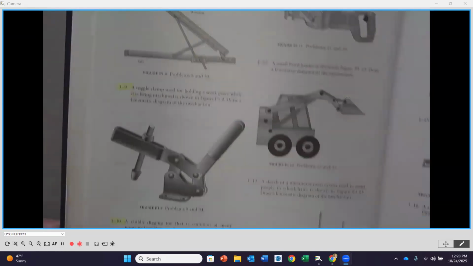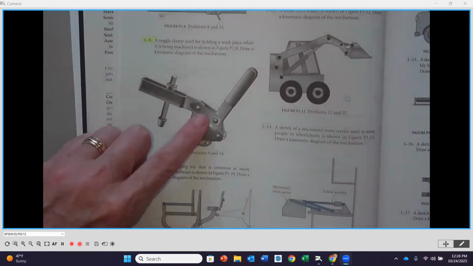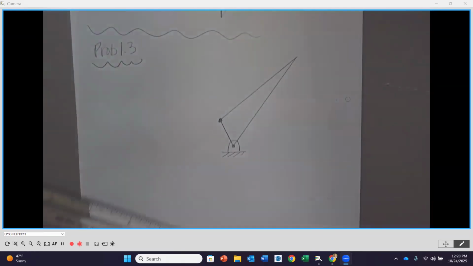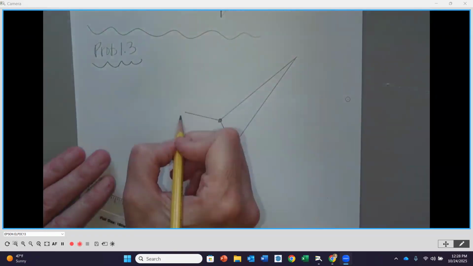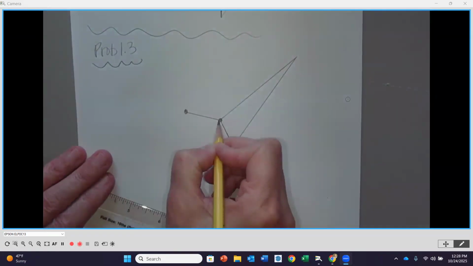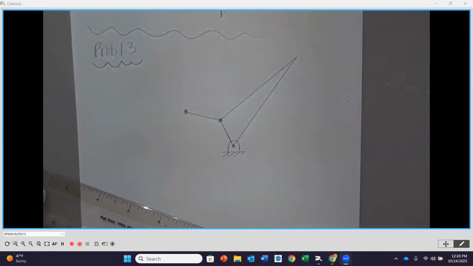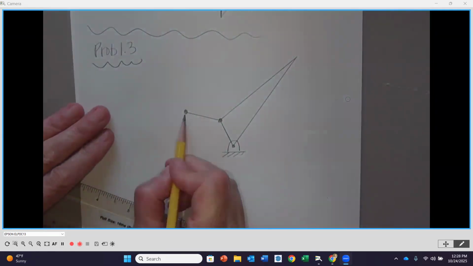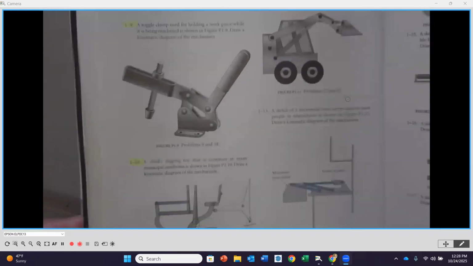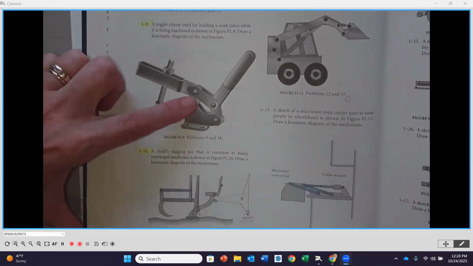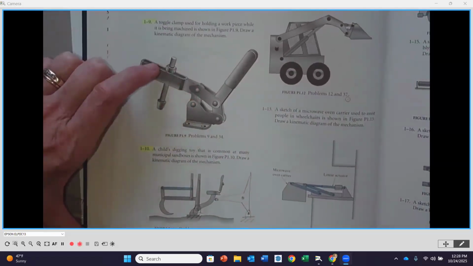Then, now that I have the handle in place, I'm going to go to this connecting link. So that connecting link is simply going to be a straight line. It has just its pin connections on either side. So we don't need to do a triangle looking thing because it only is within those confines. Then the next part that we would do is going to be the clamp.